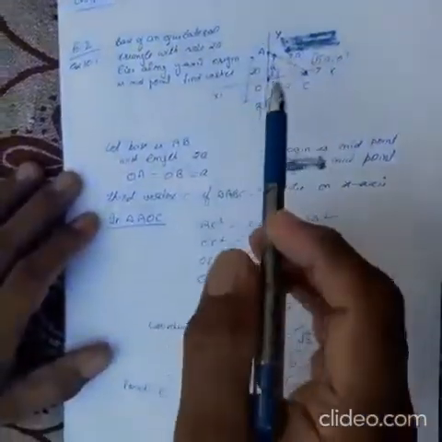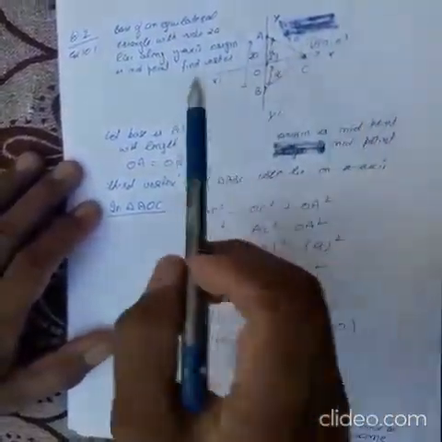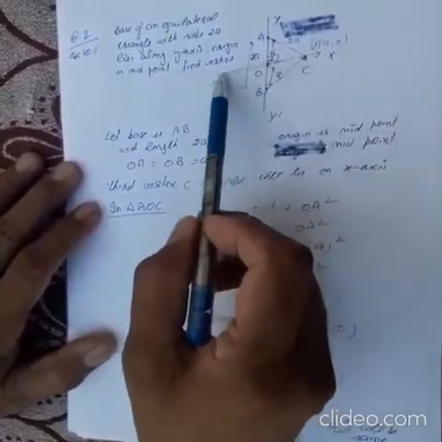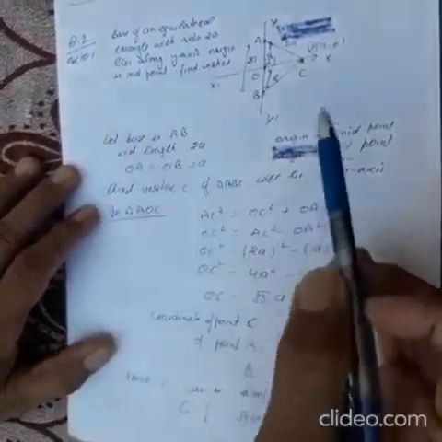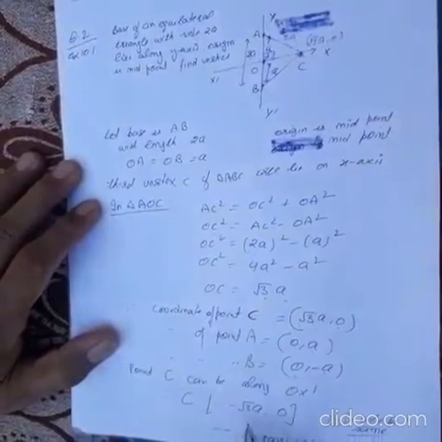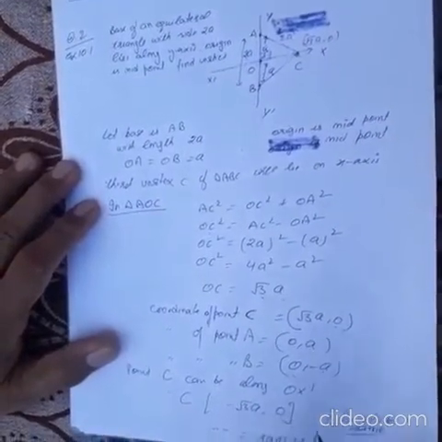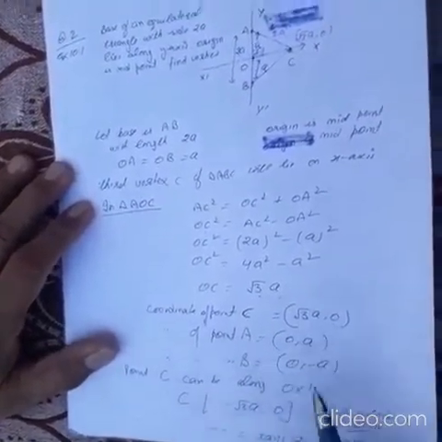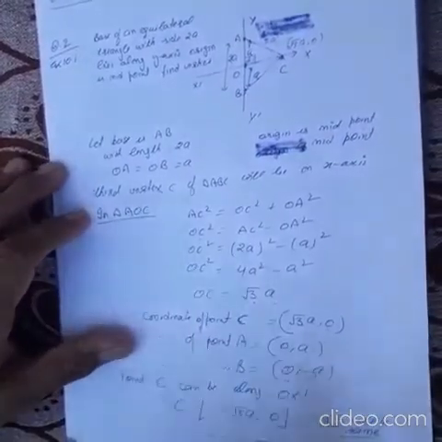Now in the second case, if point C lies along the negative side of the x-axis, in that case the point C will be (minus root 3 a, 0). So there are two answers. C will be different, A and B will be the same in both cases. I hope it is clear.